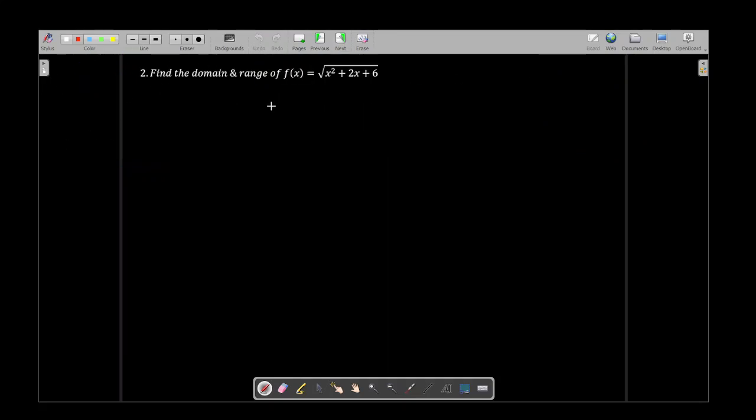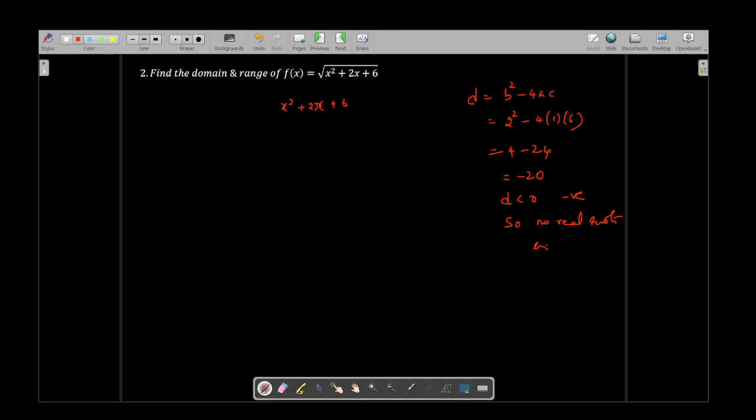So here I have x square plus 2x plus 6. Let us find the discriminant d. D is b square minus 4ac. b square is 2 square minus 4 into 1 into 6, which is 4 minus 24, which is minus 20. So d is less than 0, so it is negative. So in this case, no real roots exist. So whenever no real roots exist, the curve would simply look like this.